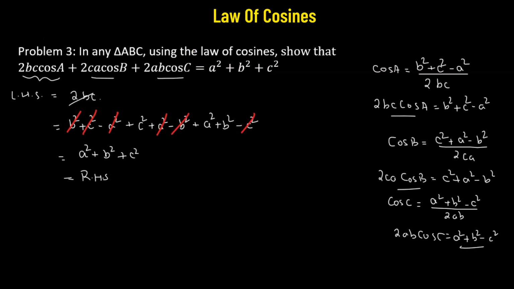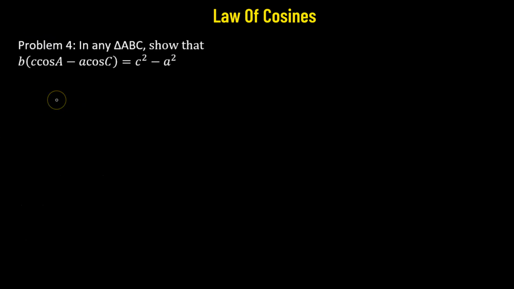Let's move on to the next problem. Here we have to prove that B times (C cosine A minus A cosine C) equals C squared minus A squared. Let us begin. So we'll start from the left hand side. First let's multiply B with each of the terms. We have BC times cosine of A minus BA times cosine of C.